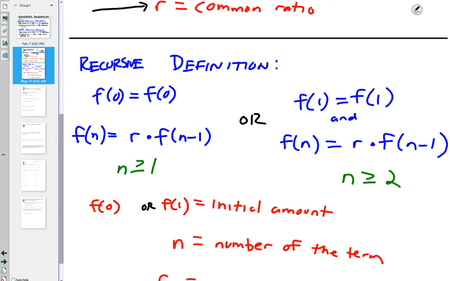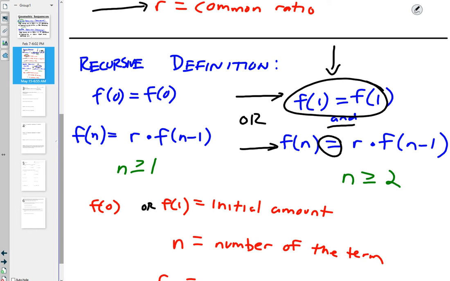A recursive definition, okay, again, we're going to focus more on this one here, where we're going to call f of 1 the initial amount, but a recursive definition is just broken into two pieces. And think of it more as a language as opposed to a formula. It's just a way of reading it, where they're going to tell you, hey, this is the first amount, and every amount that comes after is the amount that came before it times some common ratio.